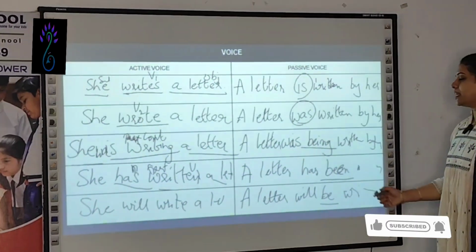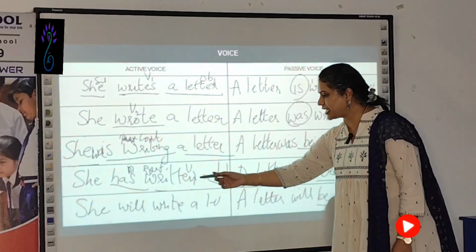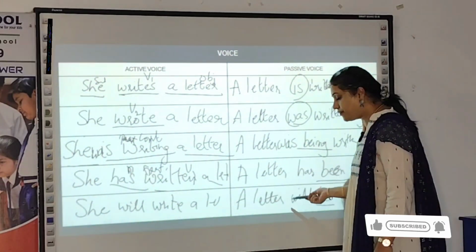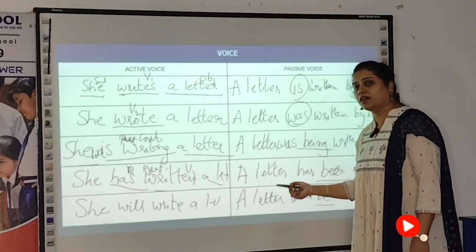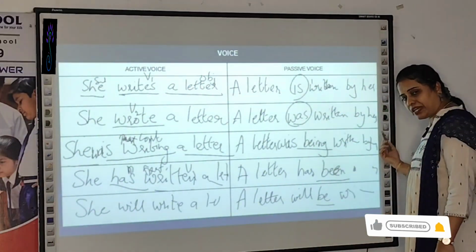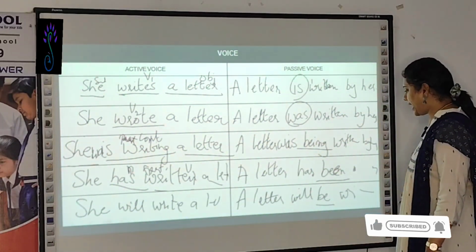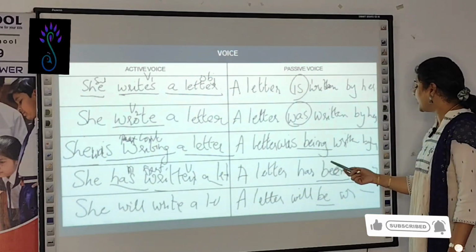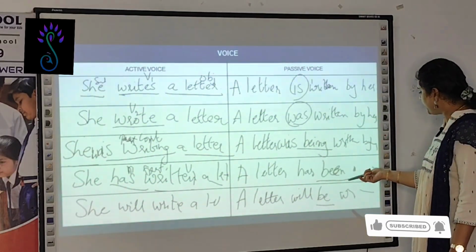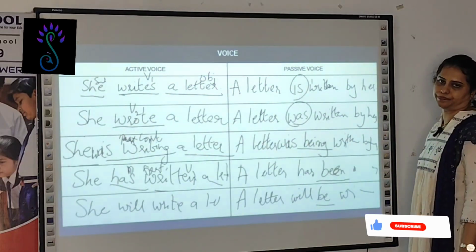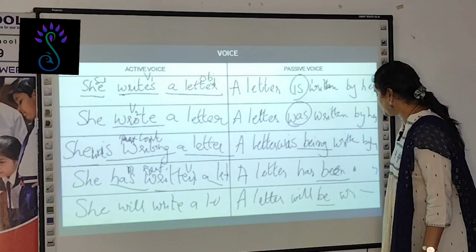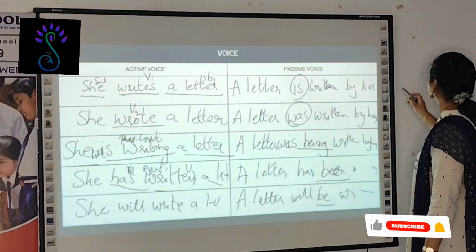If at all it is future continuous, she will be writing ఉంటే ఏం రాస్తారు? A letter will be being returned by her. Will be writing, right? Okay, continuous tense. Okay, next we'll move to an exercise.